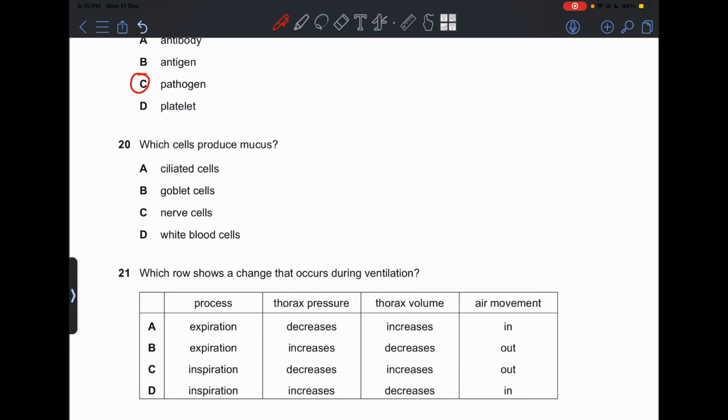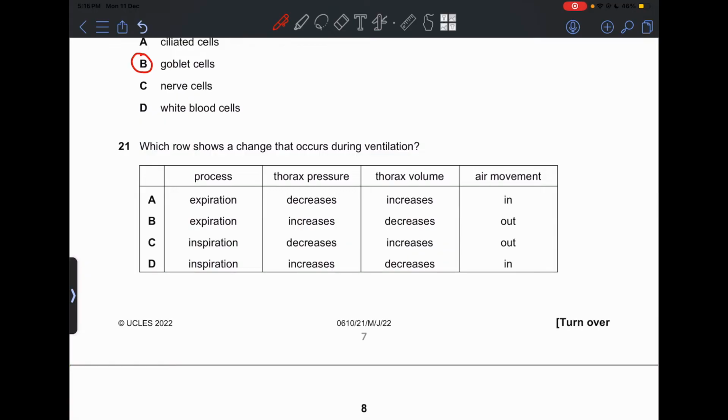20. Which cells produce mucus? This is actually the goblet cells, so our answer is going to be B.